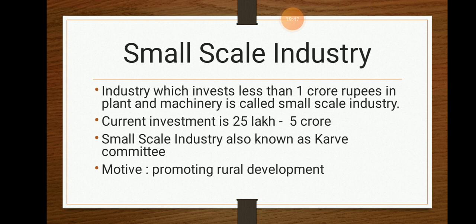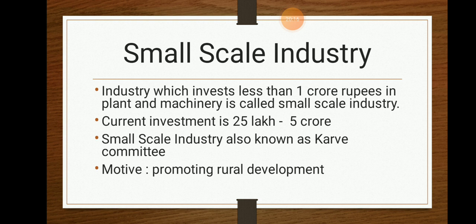Okay, now the current investment, in the year 2019: the minimum investment should be 25 lakh and the maximum investment of a small scale industry will be 5 crore. Less than 25 lakh will be considered a cottage industry. Okay, small scale industry is also known as the Karve Committee industry, where all the necessary items are produced.